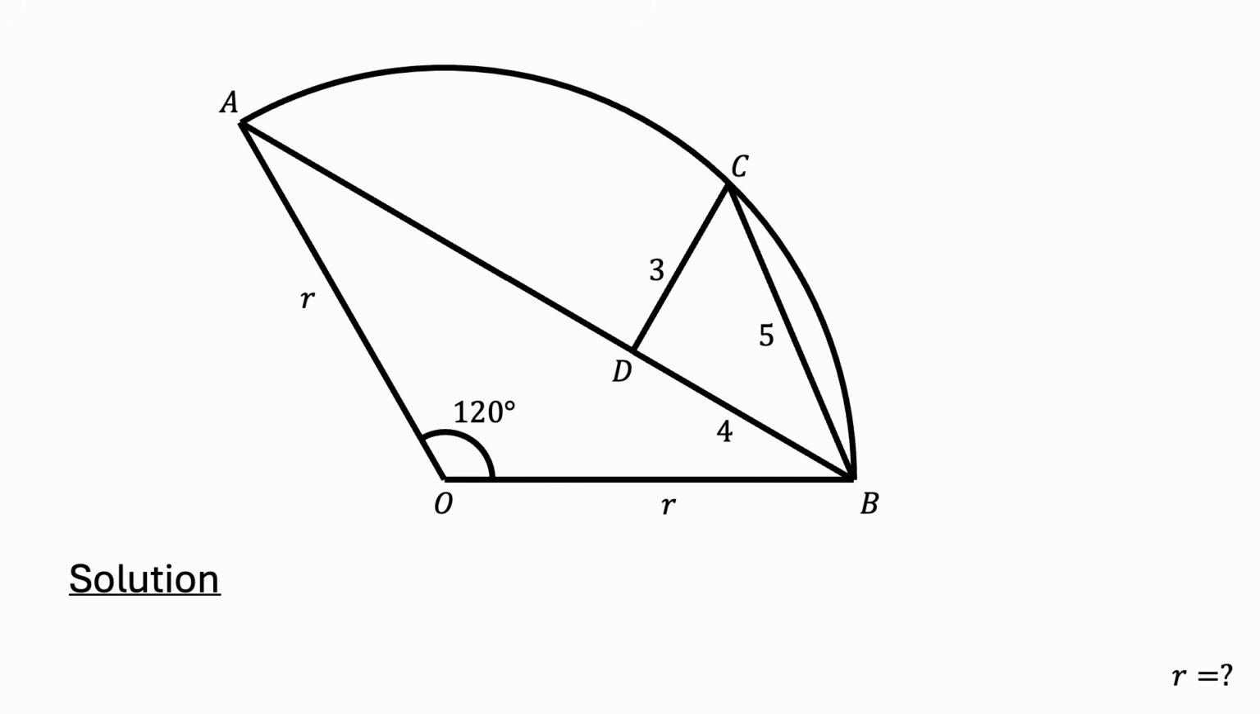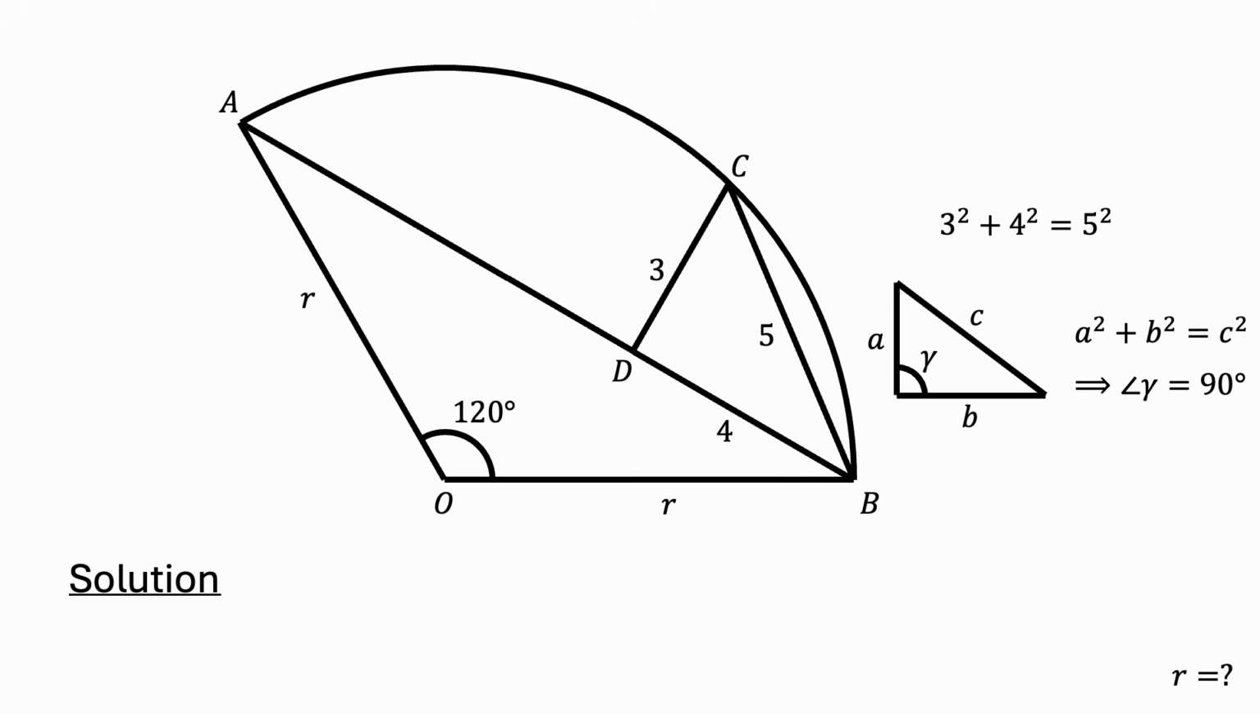And now for the solution. Since 3 squared plus 4 squared equals 5 squared, by the converse of Pythagoras theorem, triangle BCD is a right triangle. With BC equals 5 as the hypotenuse, angle CDB equals 90 degrees.